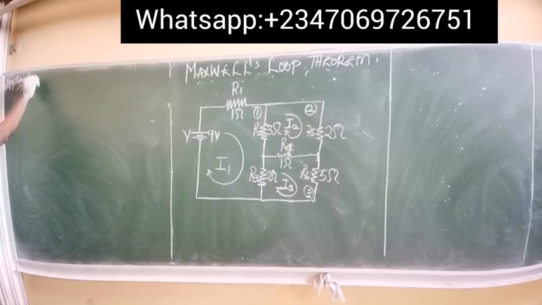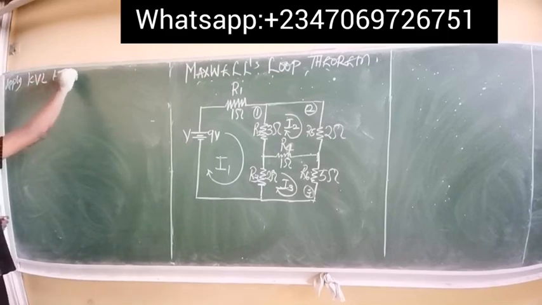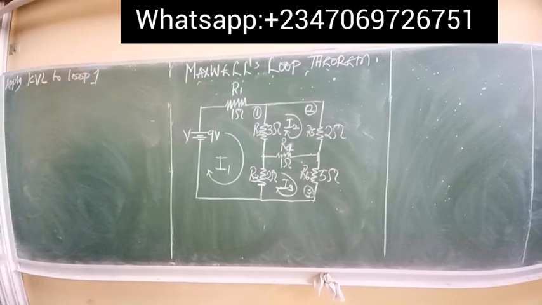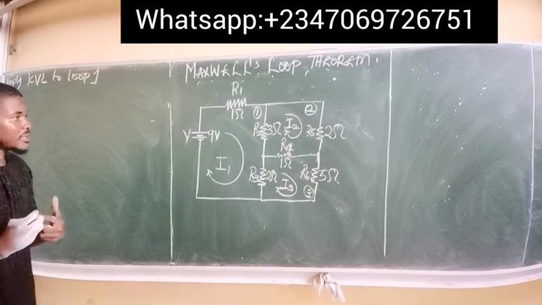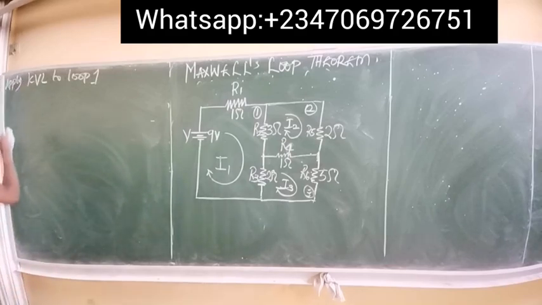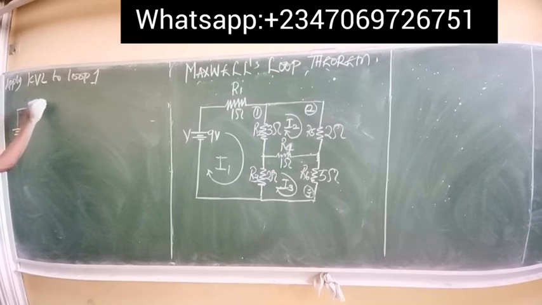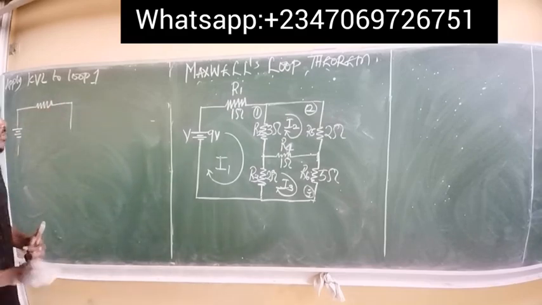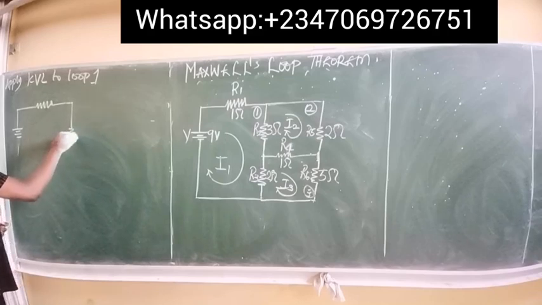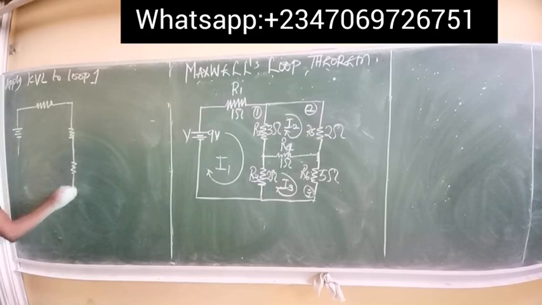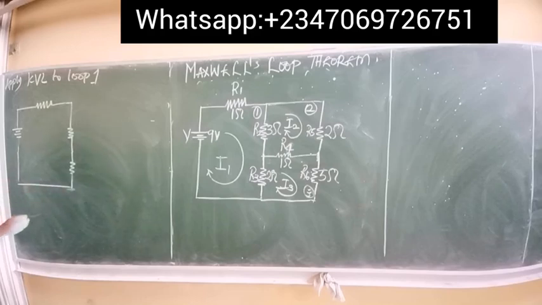Apply Kirchhoff's voltage law to loop 1. I will break this down for easy understanding. I will break down the networks. So we have simply this. We have a resistor, we also have a resistor here, and another resistor there. All right, so this is all we have at loop 1.